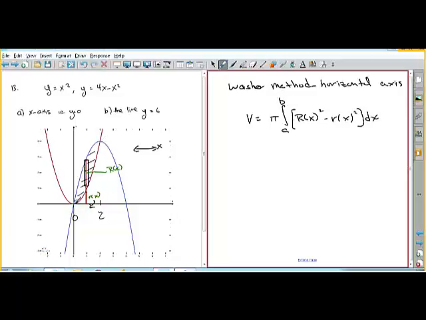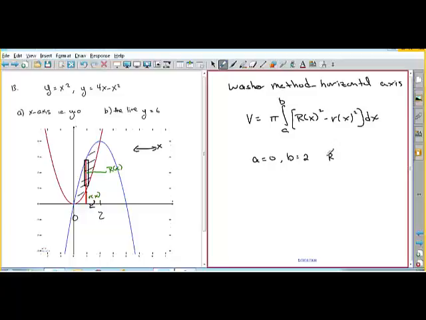You can see the functions intersect at these two points at x equals 0. And if we go over here, you can see that the other point of intersection is x equals 2. Now, we could do that analytically by setting these equal to each other, but we can see it off the graph, so I'm just going to say a is 0, b is equal to 2. That's the x limits on this thing.